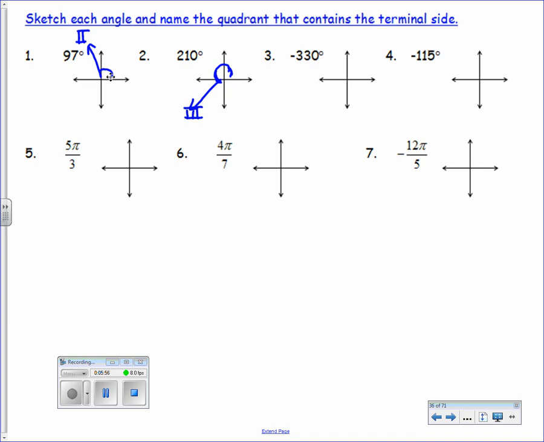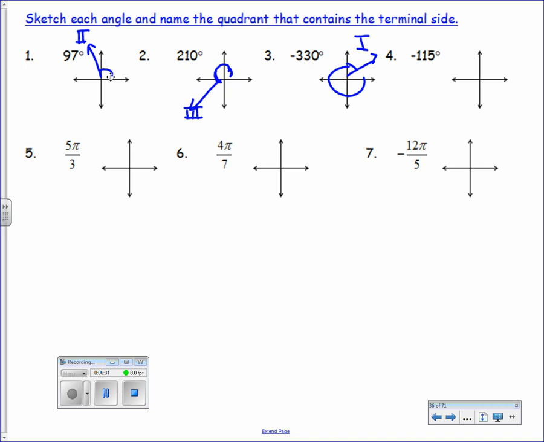Next, we have a negative. If we have a negative, notice we're going to go the other way, so we're going to go clockwise. This is at 0 degrees, this would be negative 90, then negative 180, then negative 270. Then negative 330 is going to get me to about there, and that's where my ray is going to be. It goes from here all the way to there. That tells me where my terminal side ends, and we are back in quadrant 1.